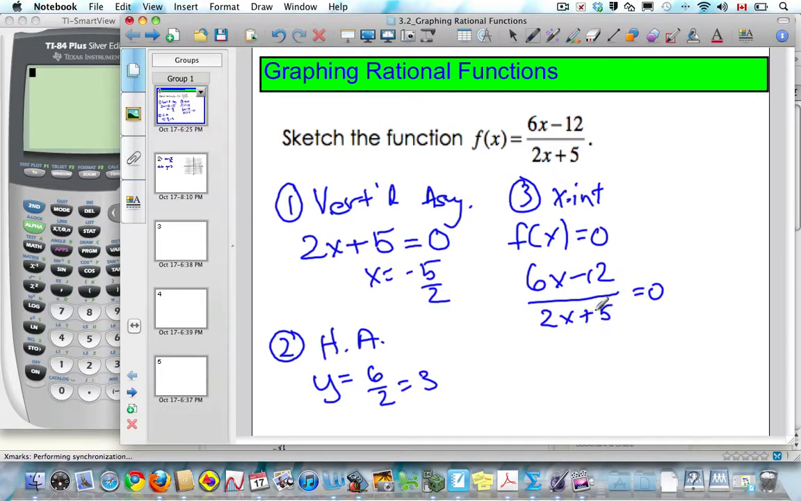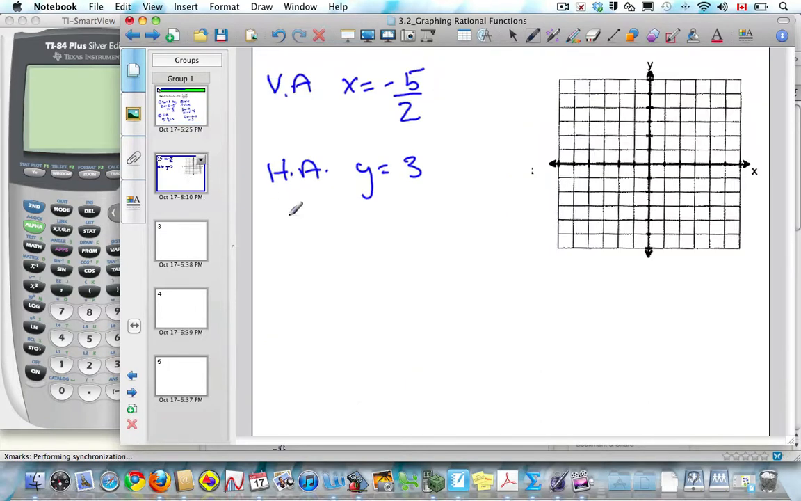Two ways you can think about this. I can cross multiply, assuming there's a 1 underneath there: 2x plus 5 times 0 equals 6x minus 12 times 1. Or if I think about fractions, if I want a fraction to be 0, the top has to be 0. So 6x minus 12 equals 0, which means that x equals 2. Subtract the 12, divided by 6. And so I have an x-intercept at x equals 2.